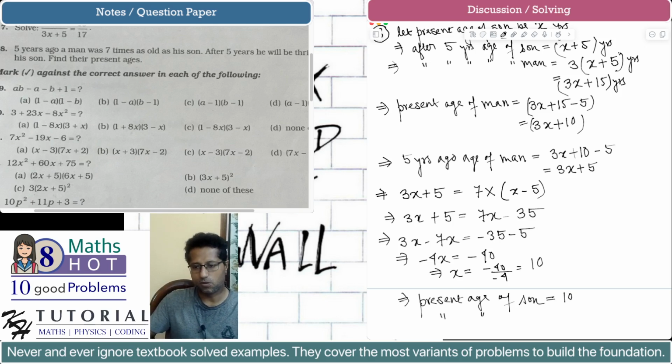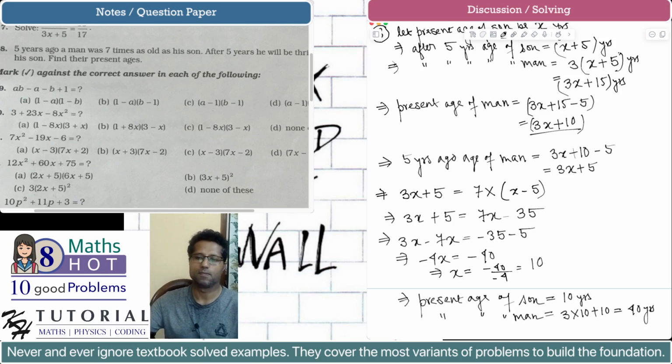Present age of the man we know to be equal to 3x plus 10. We already know that the present age of the man in terms of x will be 3x plus 10. So this is 3 into 10 plus 10, which is equal to 40 years.